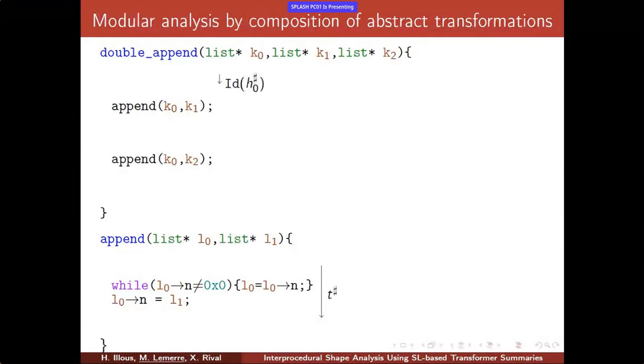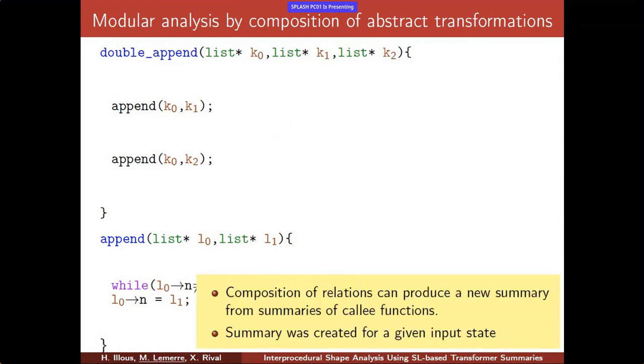Now how we do that is that we start from an initial state in double append, which describes the initial state of the memory and says that it has not yet changed. And we use an operator that we call abstract composition, which is an over-approximation of a composition of relations. By applying this abstract composition, we will be able to have a summary of what the double append function does. And this also implies that we perform the state analysis of the double append function.